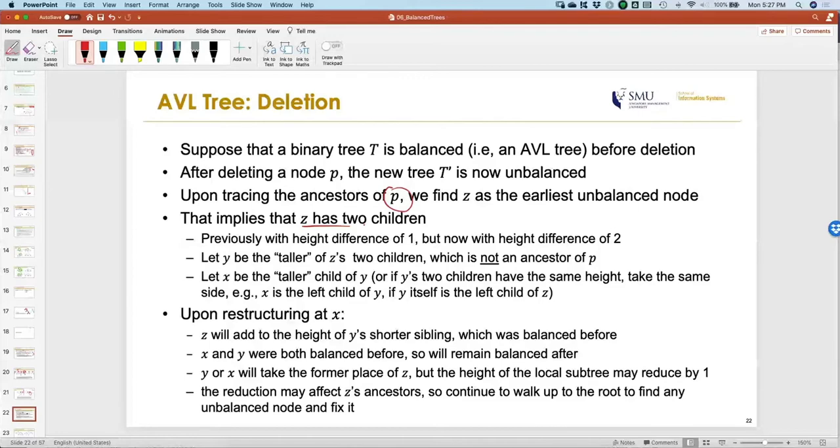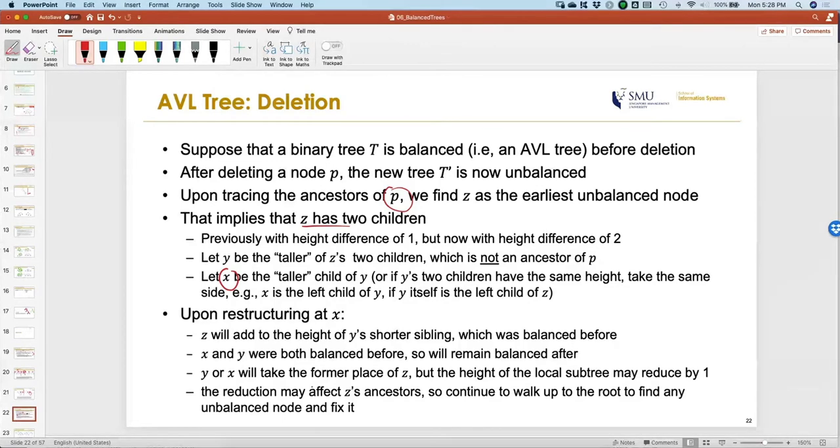Then out of that taller subtree, again, you pick the taller child of that subtree. Now, in the case where they are of the same height, like Y has 2 children of the same height, then you're going to pick the one that is on the same side as Y. So if Y is a left child of Z, then X should be the left child of Y, okay? Now, then you restructure it on the X.